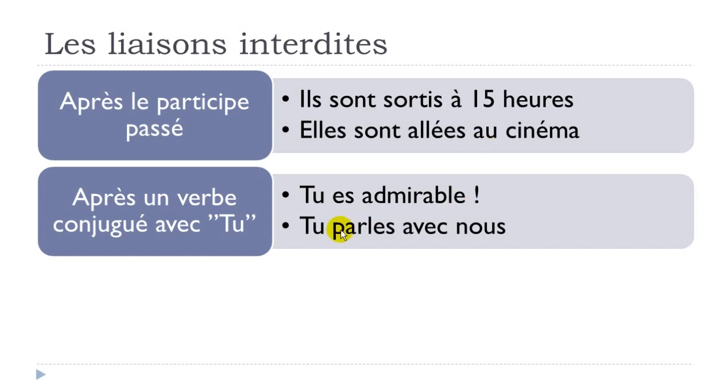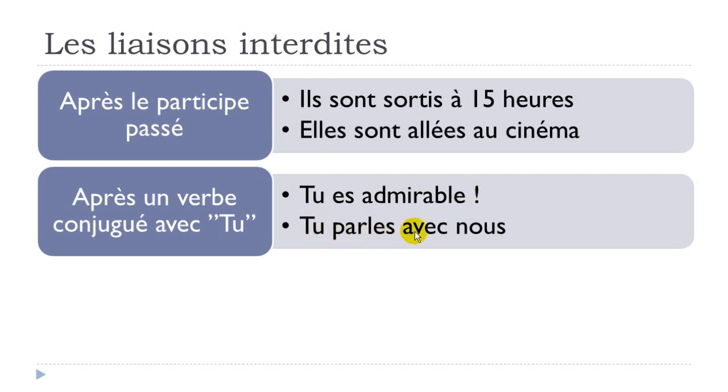So in that case, if you look at the sentence, you've got first your subject, tu, and then here you get est, the verb être, second person of the singular, so tu es admirable. All right, and in that case, don't make the liaison, okay? Tu es admirable. And it will be exactly the same thing here.